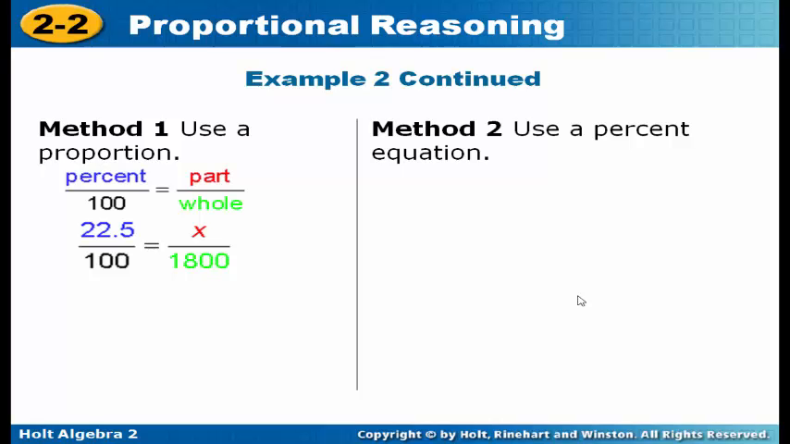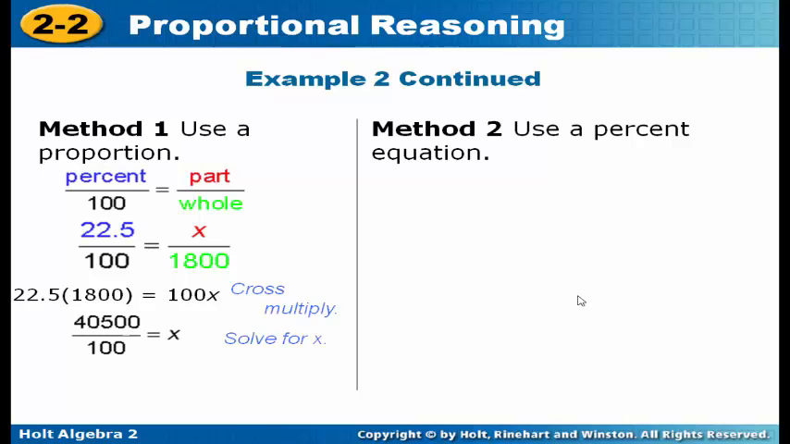We can say percent over 100 equals part over whole. So 22.5 over 100 equals x over whole, which is 1,800. Now cross multiply, so 100x equals 22.5 times 1,800. Divide both sides by 100, so x equals 405.